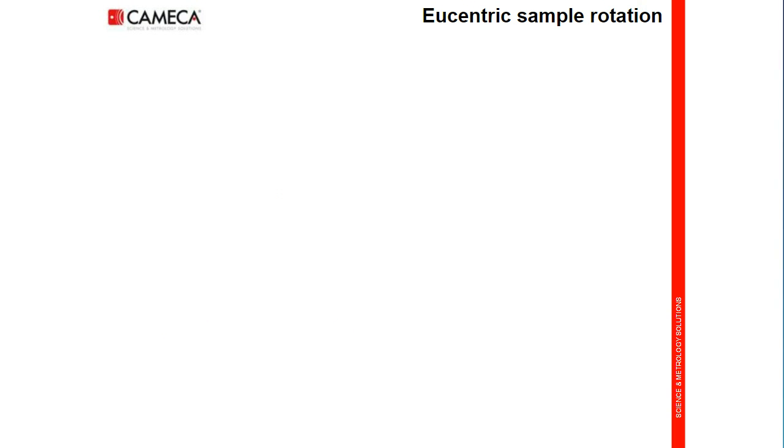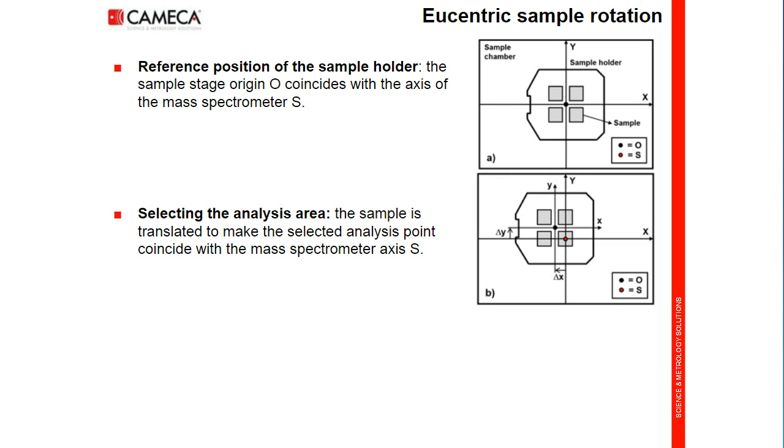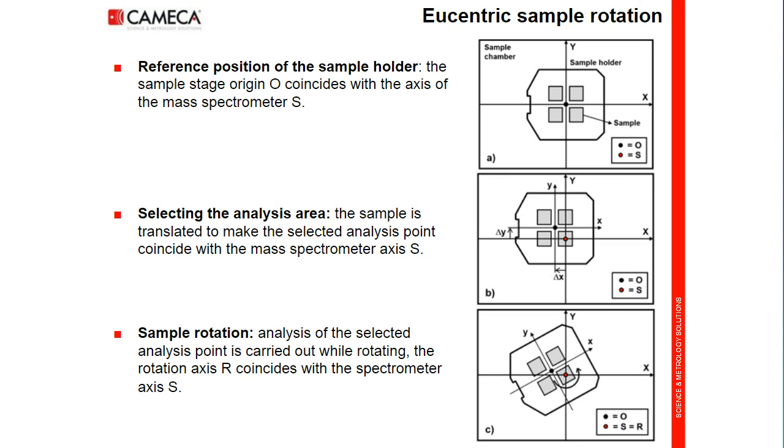The principle of the eucentric rotating stage is shown here. In the reference position of the sample holder, the sample stage origin O coincides with the axis of the mass spectrometer S. For selecting the analysis area, the sample is translated to make the selected analysis point coincide with the mass spectrometer axis S. The rotation is eucentric because the axis of rotation coincides with the axis of the mass spectrometer, as shown here.